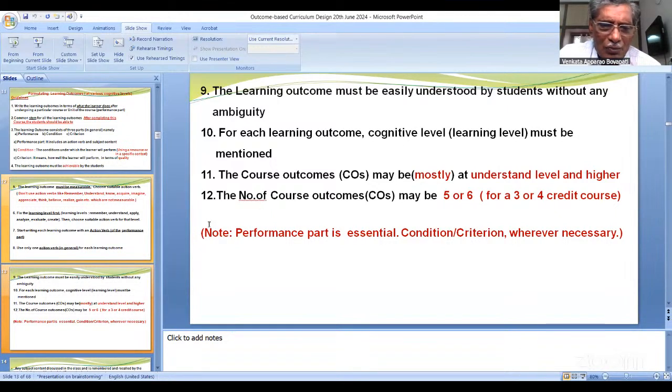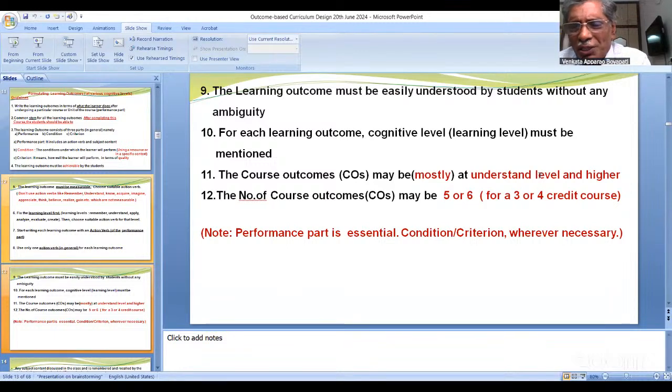Eleventh guideline, the course outcomes may be mostly at understand level and higher level. Not even a single course outcome at remember level, that is not acceptable. Minimum, the lowest level acceptable is understand level.